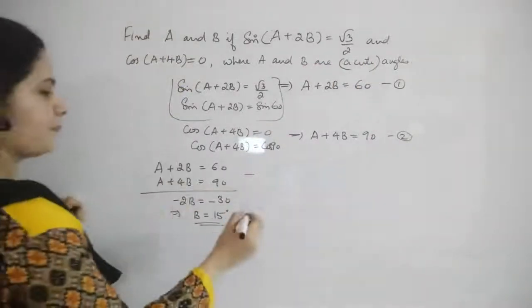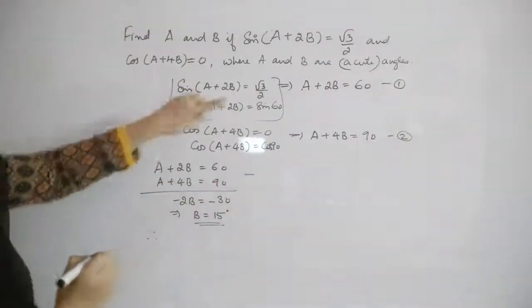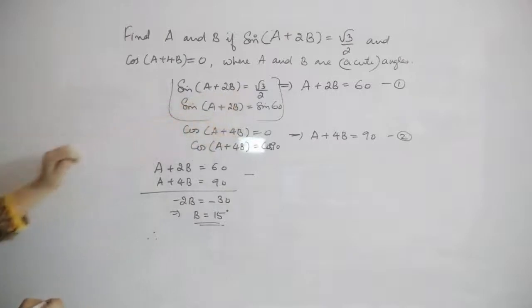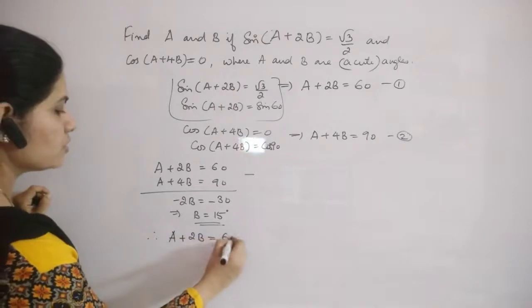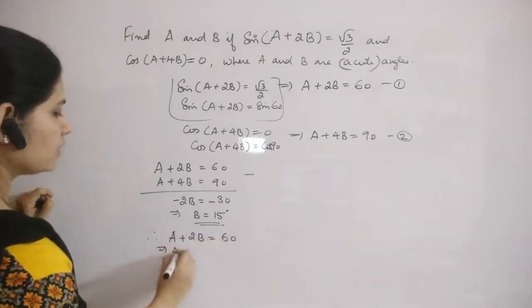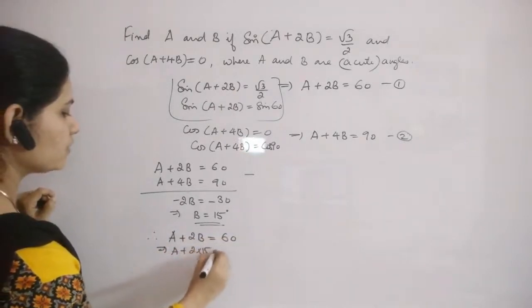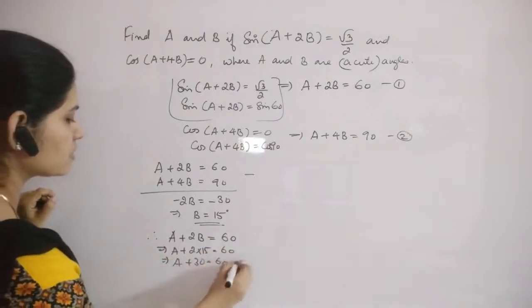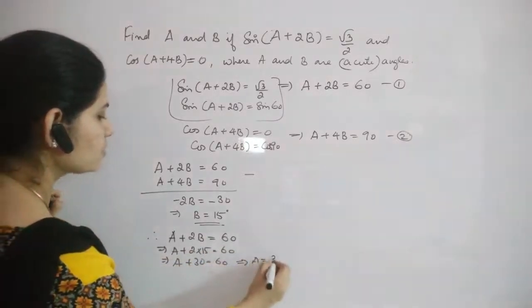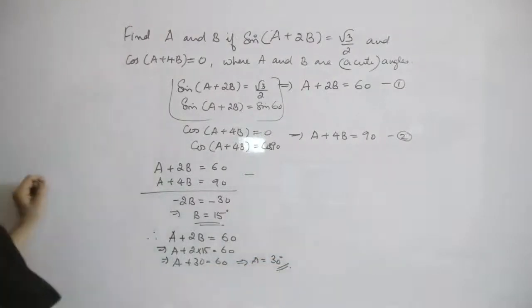Now what is A? Replace the value of B in any of the equations, first or second. A plus 2B is equal to 60 will give you A plus 2 into 15, or A plus 30 is equal to 60, which will give you A is equal to 30 degrees.